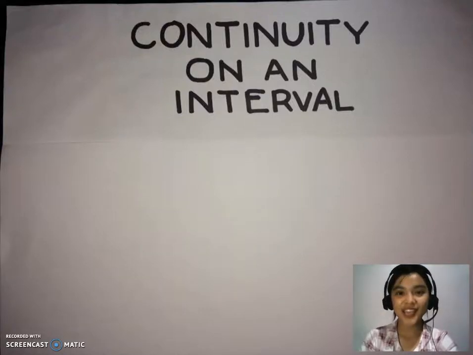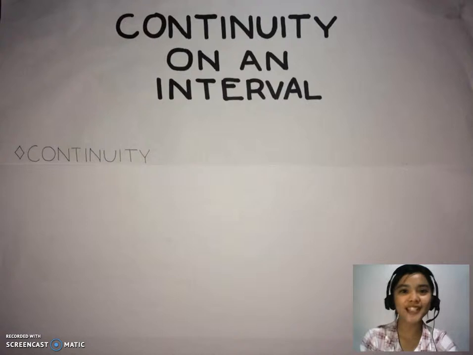Guys! Today, we are going to tackle continuity of a function on an interval. But before we discuss this topic, let us first have a review on what continuity is. What comes to your mind when you hear the word continuity? Because in mathematics, the term continuous has much more meaning than it does in everyday use.